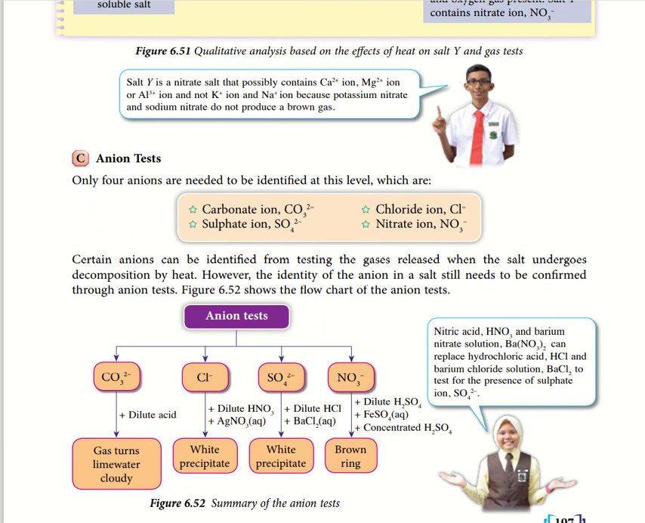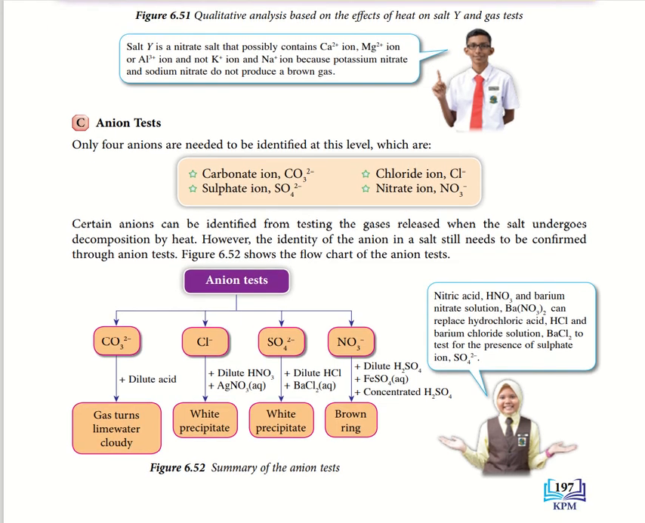The third step is anion and cation test. Anion is the negatively charged ion in the salt. So we have anions here: carbonate ion, sulfate ion, chloride ion, and nitrate ion. This ion can be identified by using a certain reagent. So what are the reagents to test these ions? If we don't know what the anion present in the salt is, you have to do all these tests.